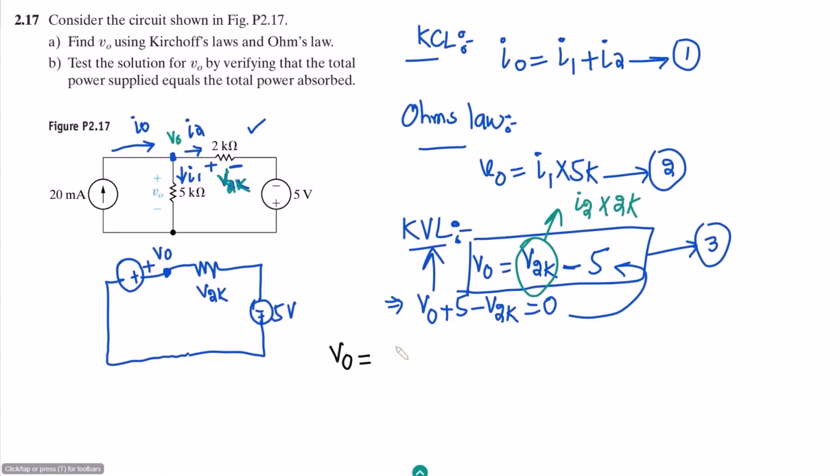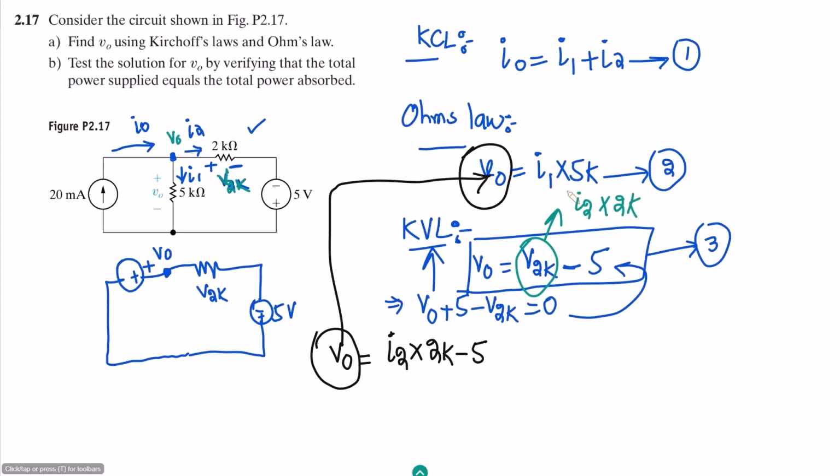The value of V naught here is what? That is I2 multiplied by 2K minus 5. Similarly, the value of V naught, as we have seen, also has the value which is here. So comparing this equation, let me call it equation 4, and 2, what will we get? Comparing them both, because the left sides of both of them are equal, here we will get this. This is 5K, so 5K means 5000.